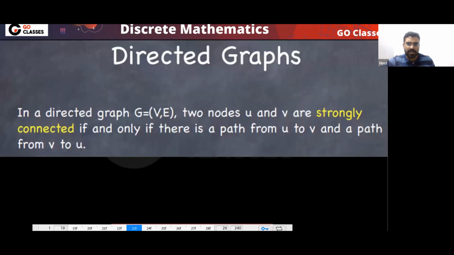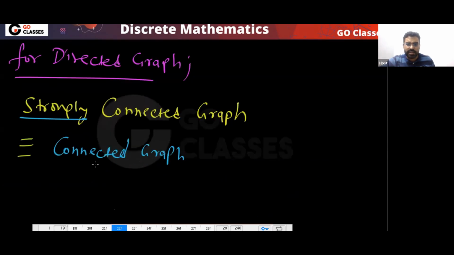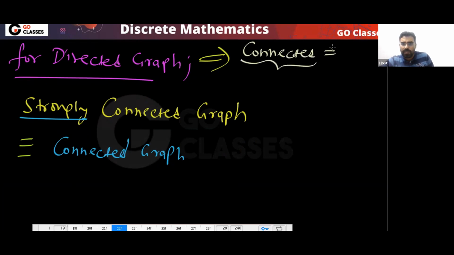So let's define it. Don't worry, you will understand. Let's see for two vertices and define how they are connected. Two vertices are connected, or strongly connected. Remember this point, that for directed graphs, by default, connected means strongly connected. So even if I don't say strongly connected, by default, connected means strongly connected.